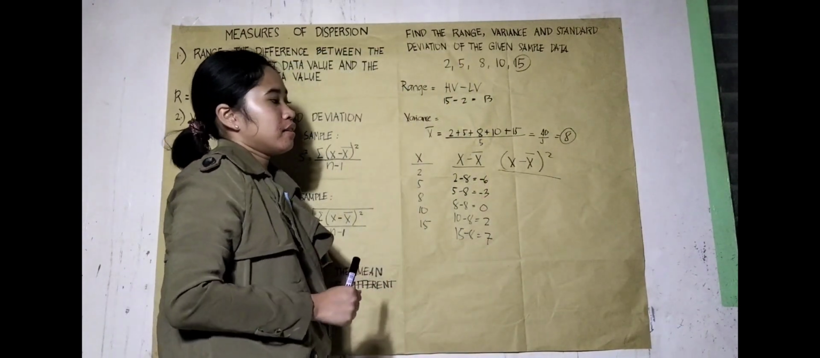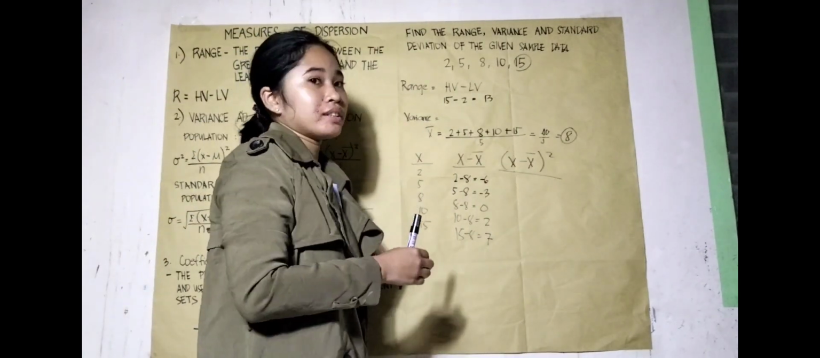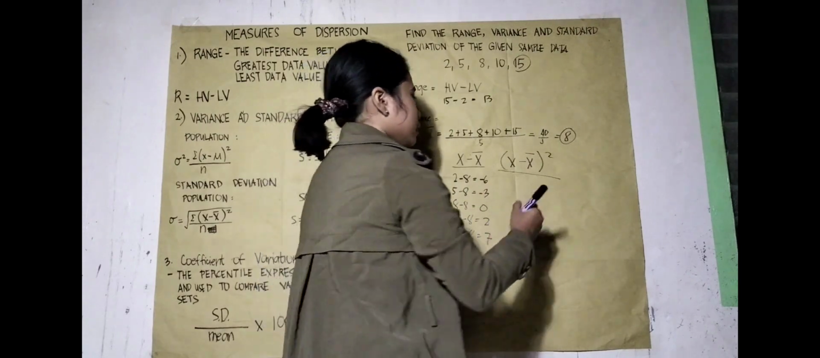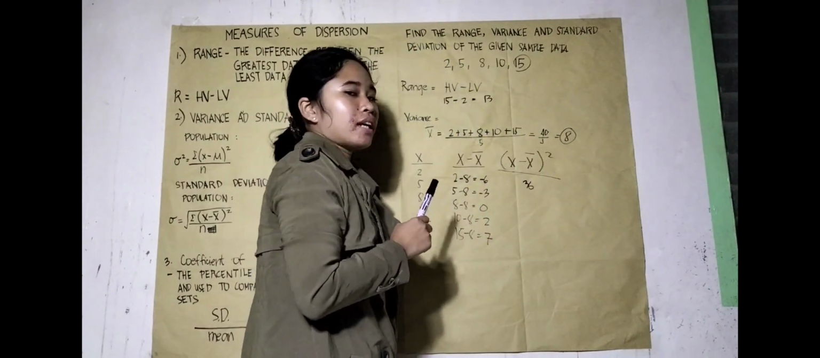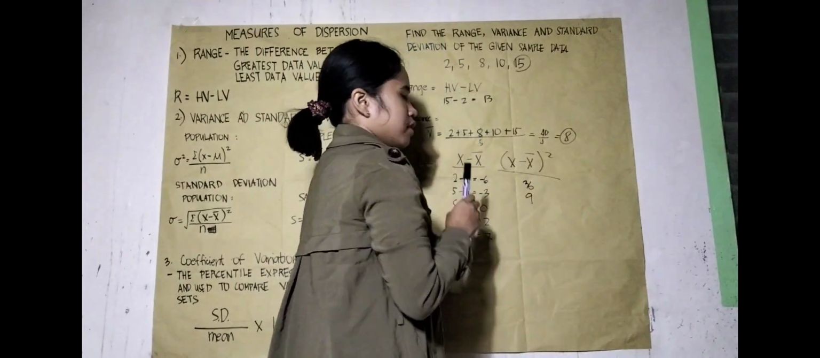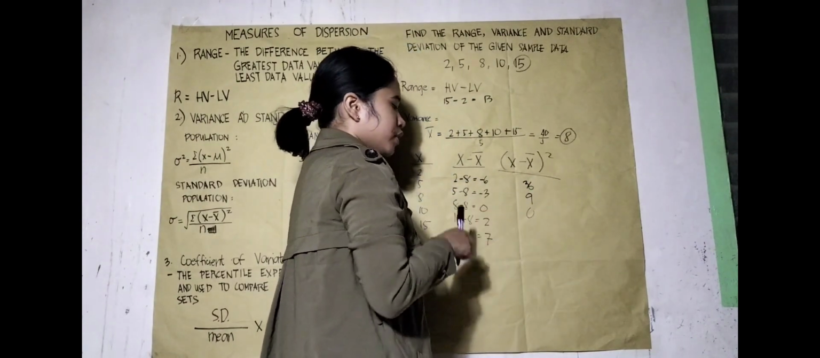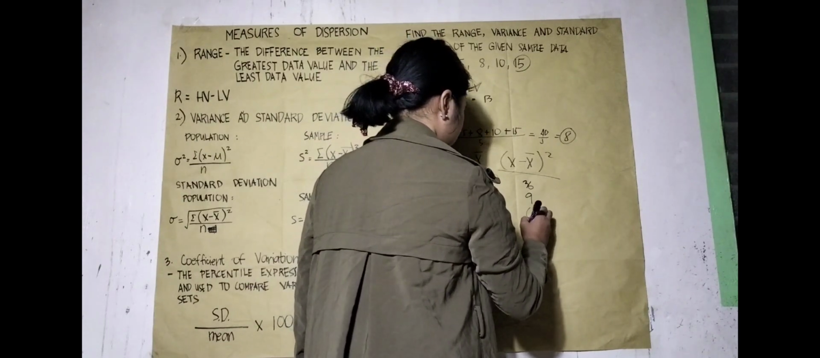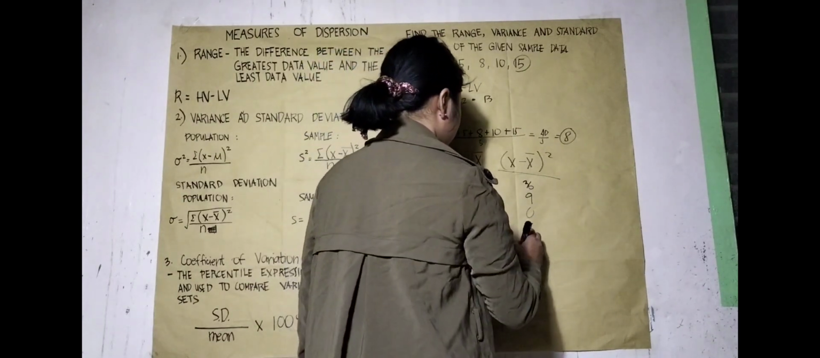Now let us find the square of these differences. Negative 6 times negative 6 is equal to 36. Negative 3 times negative 3 is equal to 9. 0 times 0 is still 0. 2 times 2 is 4. 6 times 6 is equal to 36.